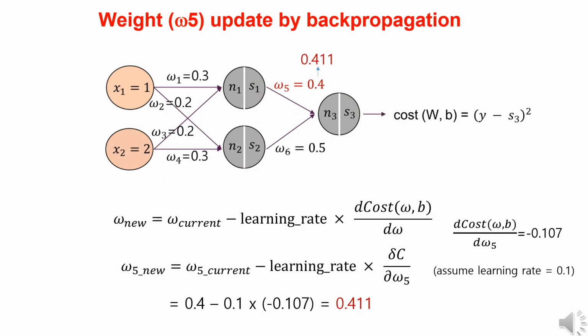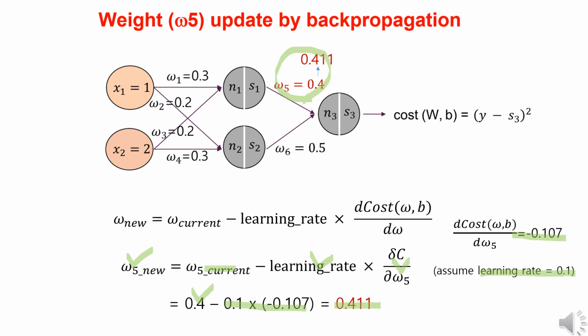Assuming a learning rate of 0.1, we multiply 0.1 by the value of the partial derivative of the cost function with respect to omega 5, which we calculated earlier as negative 0.107. Subtracting this result from the current value of omega 5, which is 0.4, gives us a new omega 5 of 0.411. Therefore, we can see that omega 5 is updated from 0.4 to 0.411.